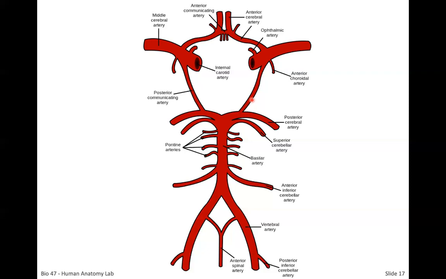So this is something that it's worth practicing with. You'll want to be able to identify the anterior communicating artery, anterior cerebral artery, internal carotid arteries, middle cerebral arteries, posterior communicating arteries, posterior cerebral arteries, the basilar artery, and the vertebral artery. Everything else that's labeled on here is more detail than you need to know.